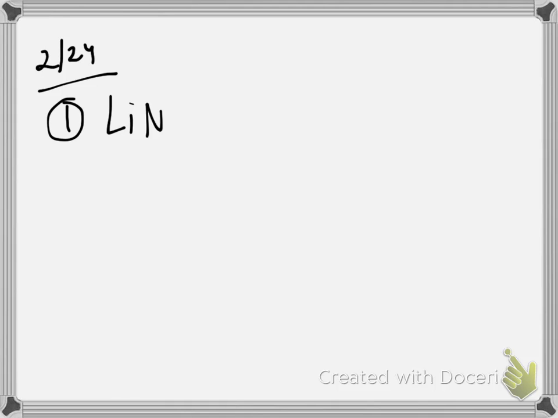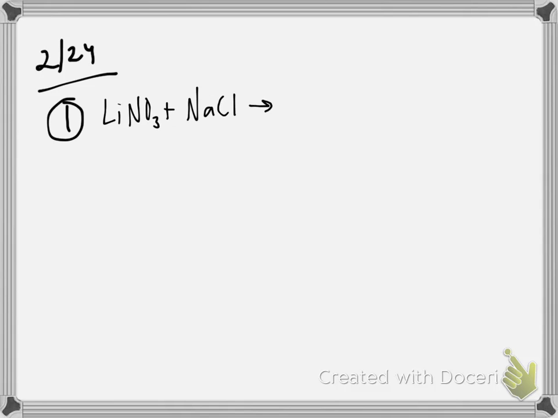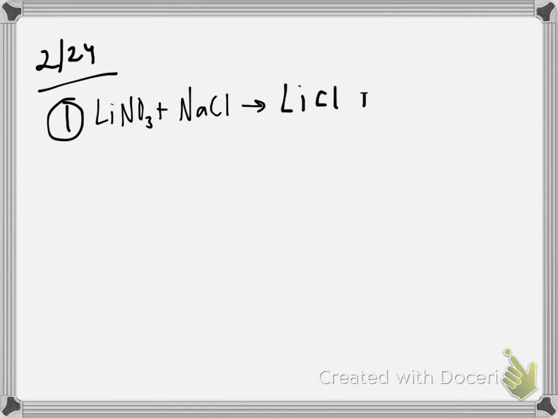We have LiNO3, lithium nitrate, and we have NaCl, sodium chloride. And the first thing we want to know is what kind of reaction this could possibly be. Well, there's really only one option. This is double replacement. Everybody's going to swap dance partners. We'll end up with lithium chloride and sodium nitrate. Okay. So those are our products. It's already balanced as is, and it is double replacement.